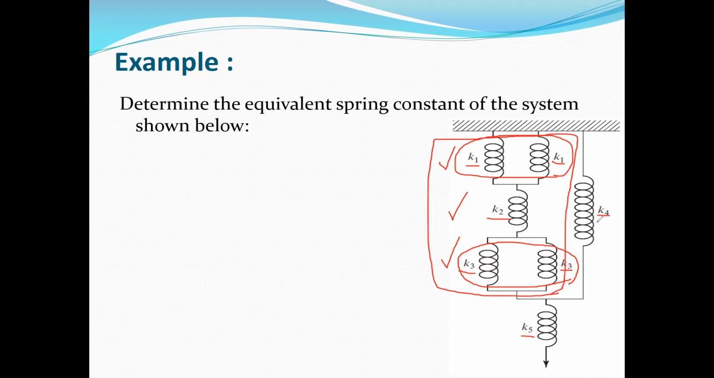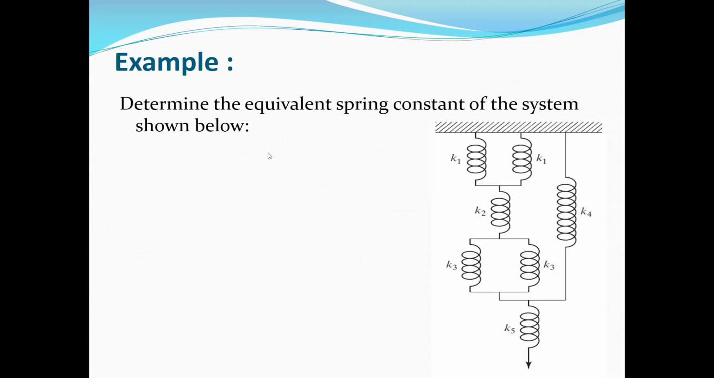And this part is again parallel to K4, so it is equal to K4 plus, if we call it, for example, K equivalent 1. It's equal to K equivalent 1 plus K4. And finally, the equivalent of this system is in series with K5, and we can find the total equivalent for this system. So let's show you on the slides.